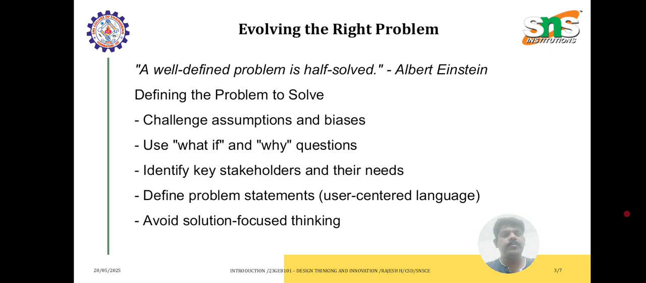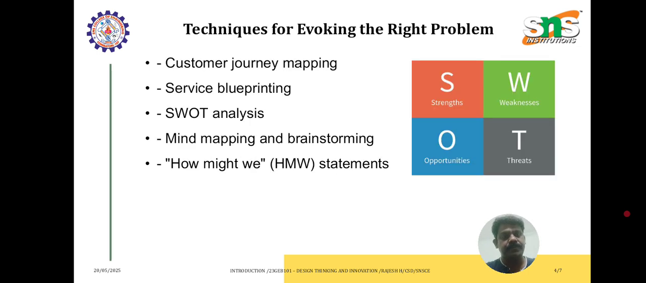We also need to find the key stakeholders who are connected to the problem, who are part of the problem, and their requirements and needs. In that way, finally, we can define the problem statement in user-centered language, not developer-centered language. The user must understand the problem finally. This is the final understanding about the problem. Then we can proceed with the problem-solving approach using design thinking, and we should avoid solution-focused thinking. Solution-focused thinking actually happens in the agile approach. But in design thinking, we cannot go with solution-focused thinking. We have to go with the problem-centric, user-centric approach.